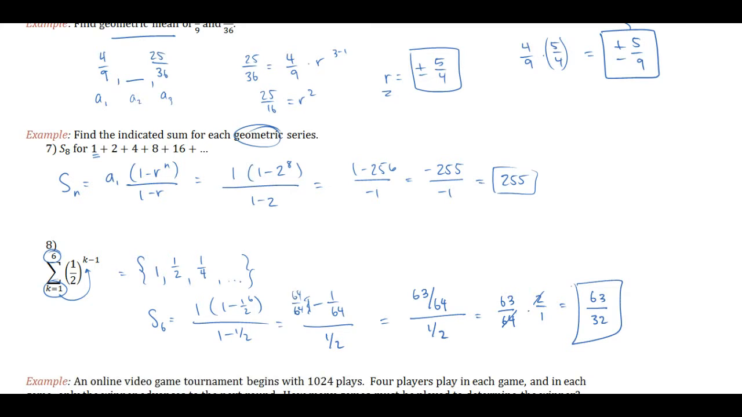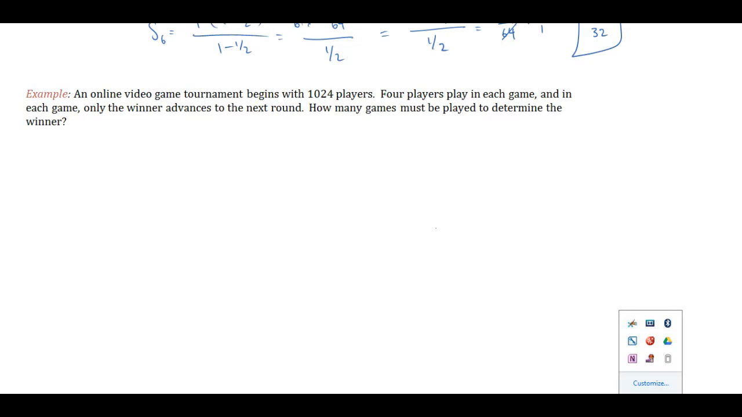All right, let's give you one, a summation, and then we'll do a word problem and we'll be out of here. All right, nice work again.